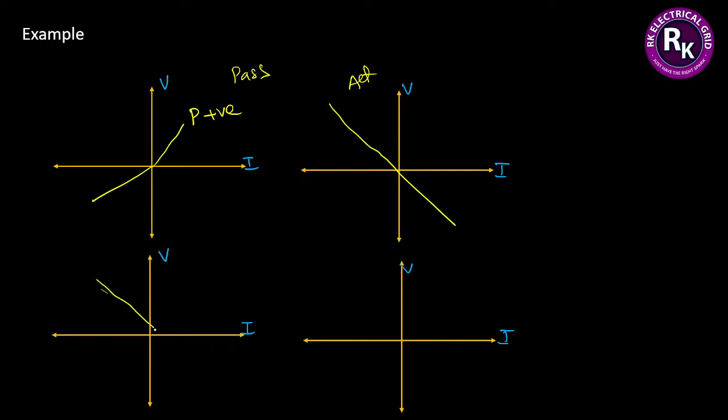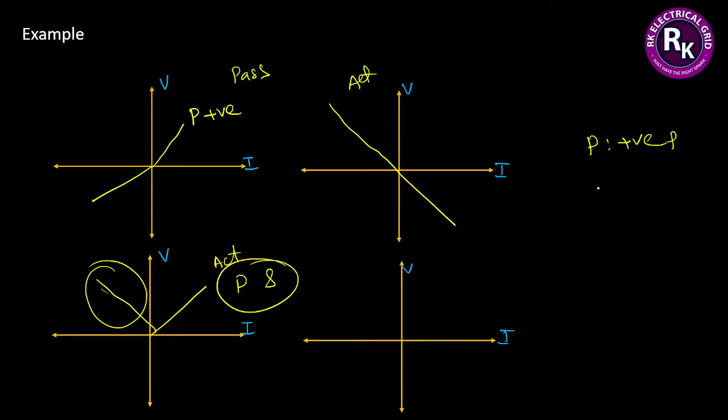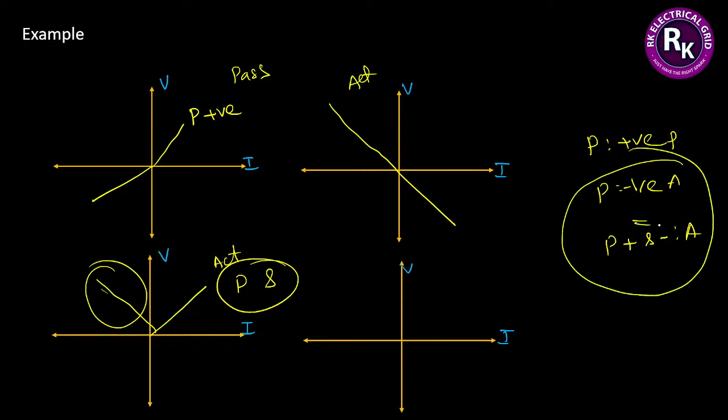Suppose it is the combination of the first and second quadrants, it will be an active element. Why? There are some active properties. If power comes as a combination of positive and negative, it is active only. Just keep this: when power is always positive, then that is passive. When power is always negative, then that is active. When power is the combination of positive and negative, then that is active. So there are two cases where we get an active element.